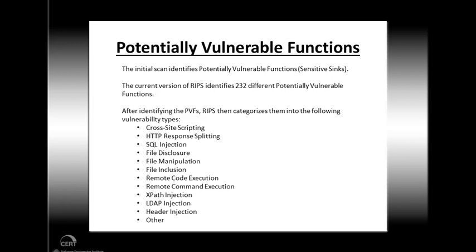It begins by analyzing the given source code and identifying any potentially vulnerable functions, otherwise known as sensitive sinks. RIPS is currently capable of identifying 232 different potentially vulnerable functions. Upon identifying the potential vulnerabilities, RIPS categorizes them among 12 vulnerability types.